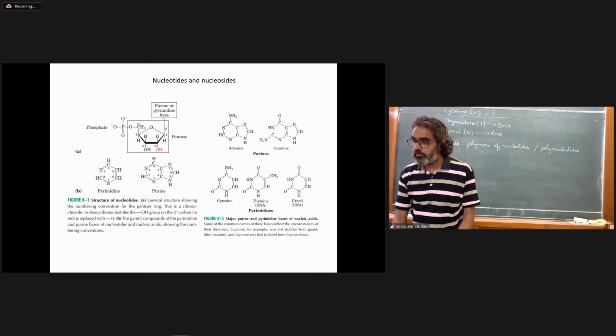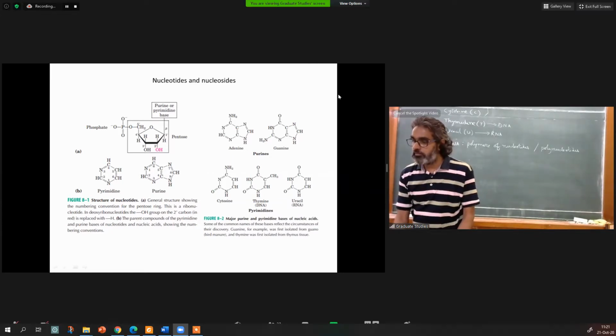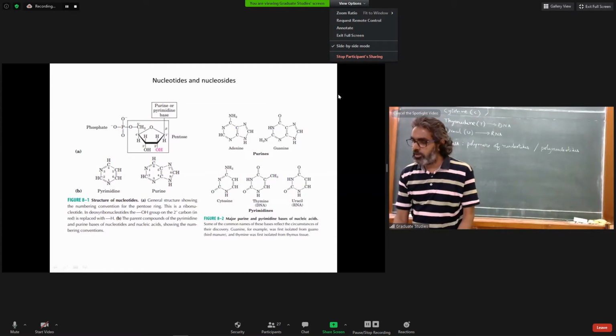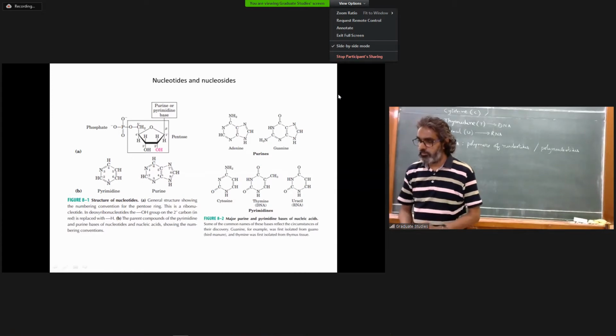Sir, right now it's difficult. I am not able to toggle between the board and the slide. I mean, I was able to before. So, is there any setting issue? No, I have not done it. Setting. Aditya, what?